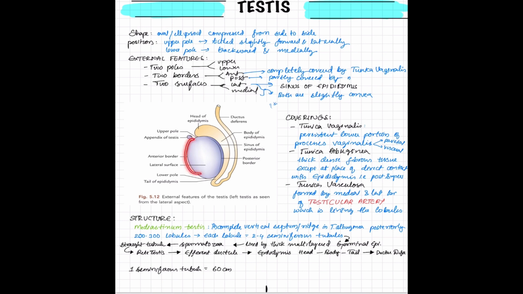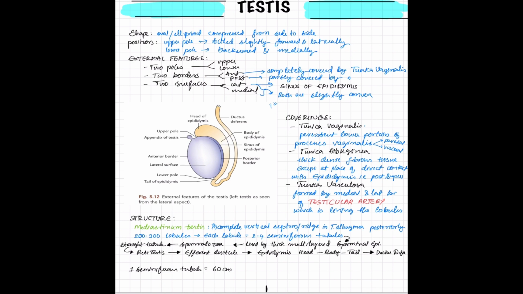When it has anterior and posterior borders and upper and lower poles, the remaining surfaces are only two. This is the medial surface, and behind this will be the lateral surface. So when you remember this point, compressed from side to side, you can easily relate to external features. That is, it has upper and lower poles, two borders, anterior and posterior, and two surfaces, lateral and medial. That is how we have to relate things and connect them so that we can remember and not get confused.